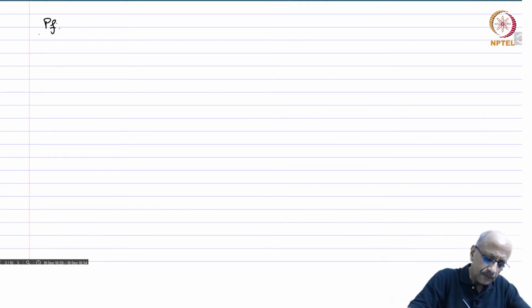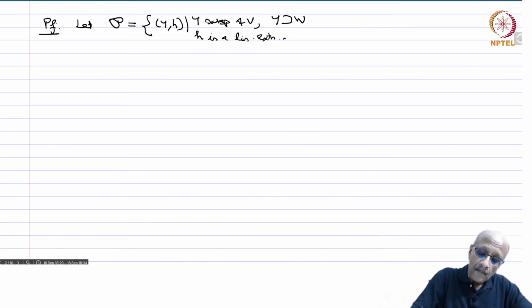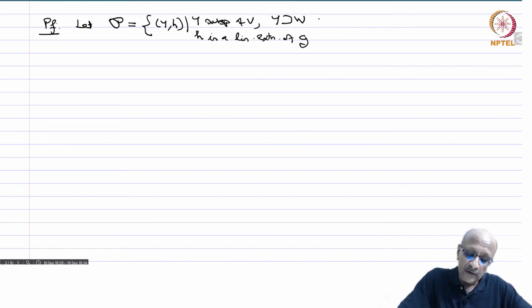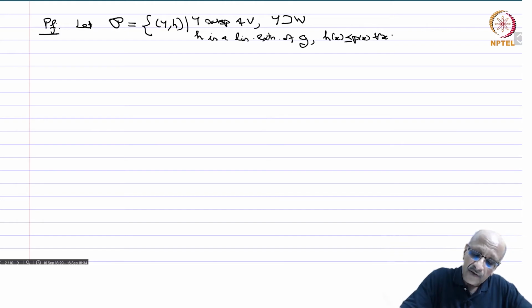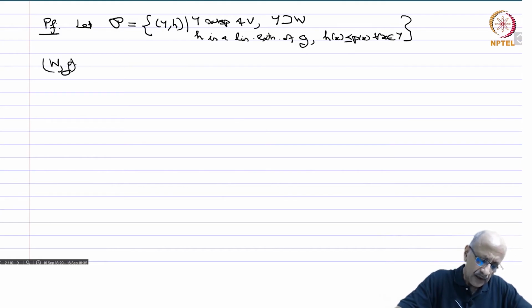So proof. So let P be the set of all pairs (Y, H). So Y is a subspace of V and Y contains W, and H is a linear extension of G. Because Y contains W, we can talk of linear extension of G, and Hx is less than or equal to Px for all x in Y. So P is non-empty because you already have (W, G) belongs to P.